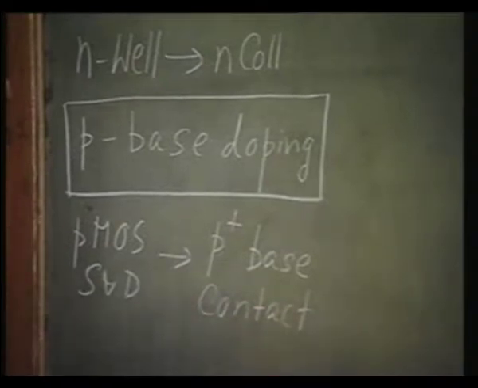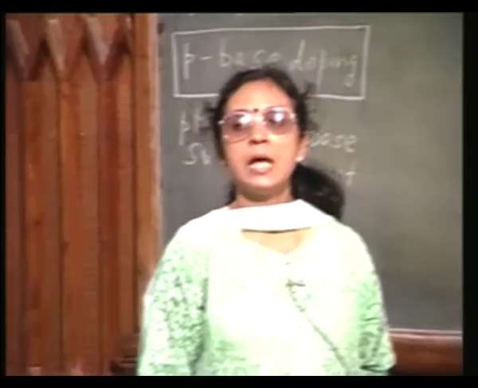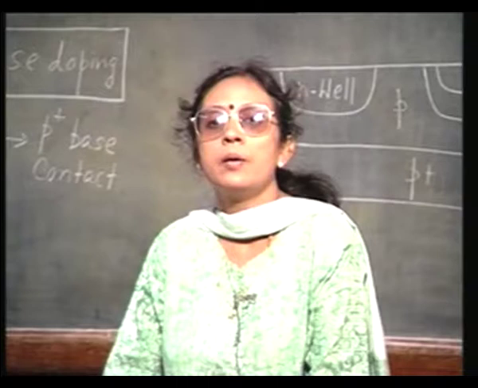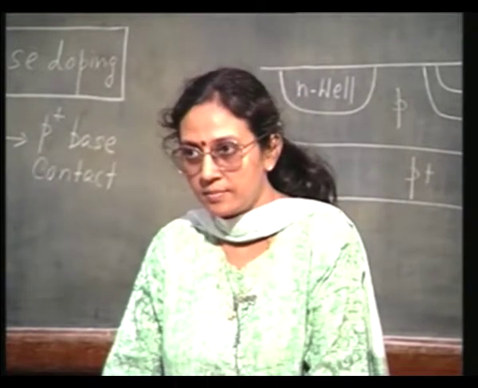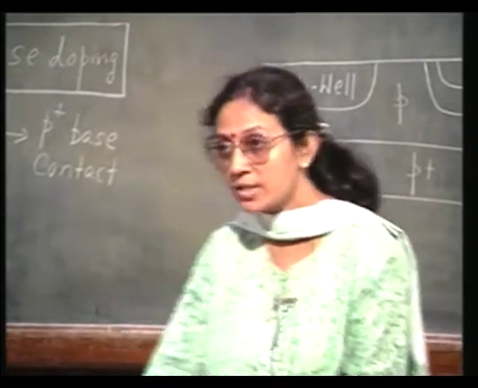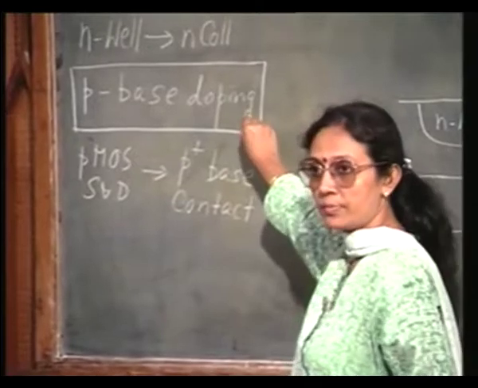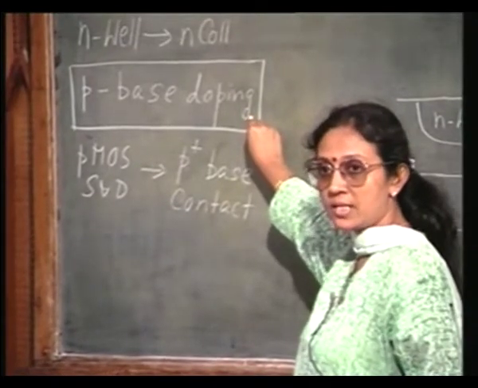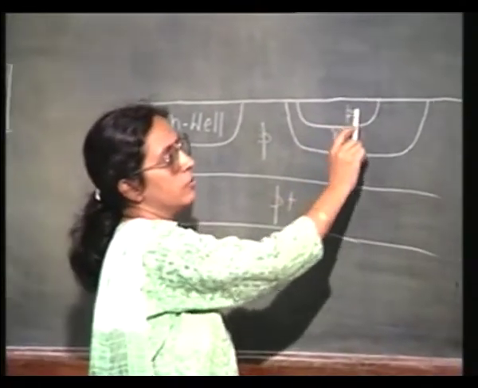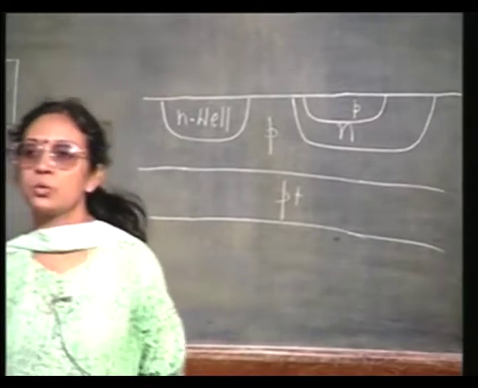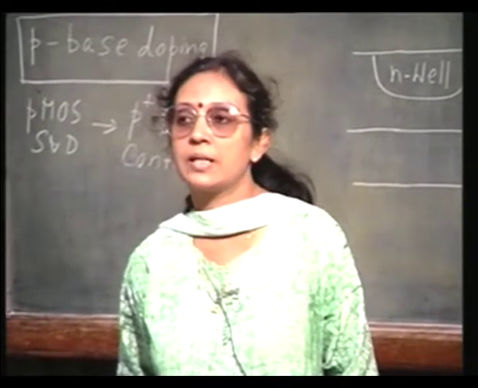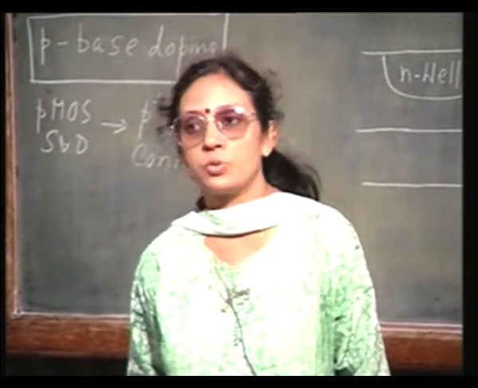You can use it for your P plus base contact, which is actually acting as the extrinsic base. You are trying to cut down the parasitic base resistance. Okay? Not for the intrinsic base. Intrinsic base, you need one exclusive step, P base doping. Okay? This is for the active transistor, the P base doping. But next to that, if you want to have a P plus region to cut down the base resistance, that is your extrinsic base doping, that step can be clubbed with the PMOS source and drain.